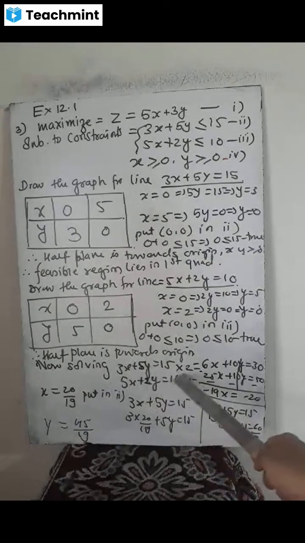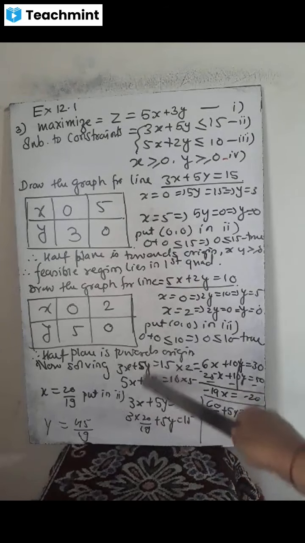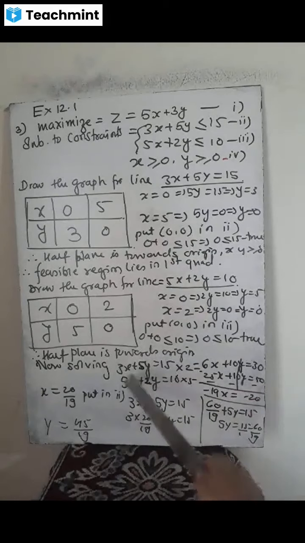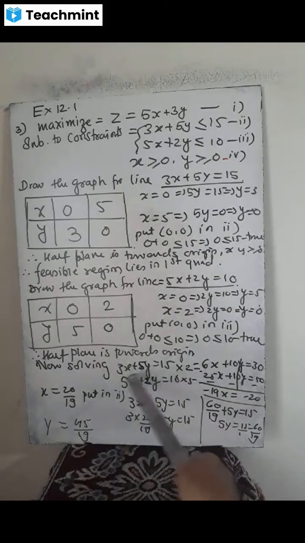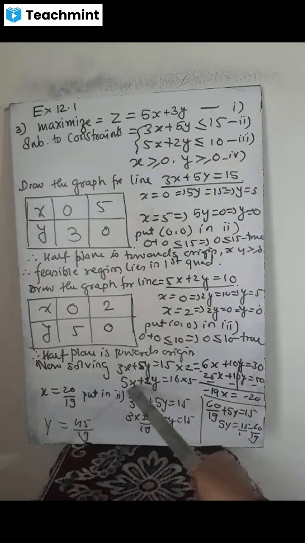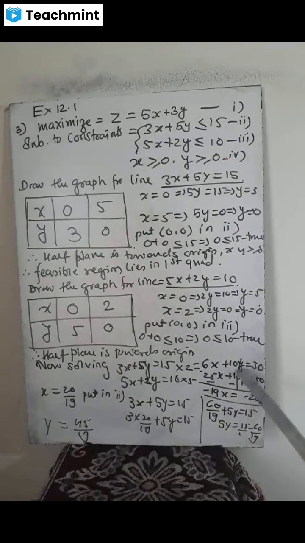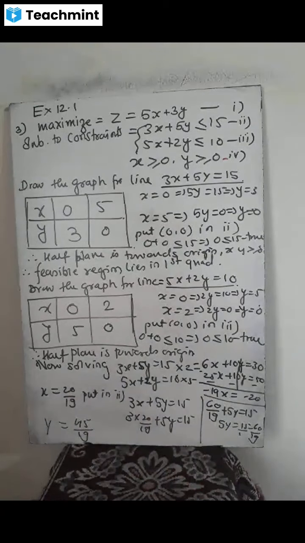So here two equations are given: 3x + 5y = 15 and 5x + 2y = 10. I will make the y variable have the same coefficient. Here it is 5, here it is 2, so I multiply the first by 2 and the second by 5. After multiplying, it is 6x + 10y = 30, and here 5 fives are 25x + 10y = 50. After doing subtraction, the like terms get cancelled: minus 19x equals minus 20. So x is equal to 20 by 19.